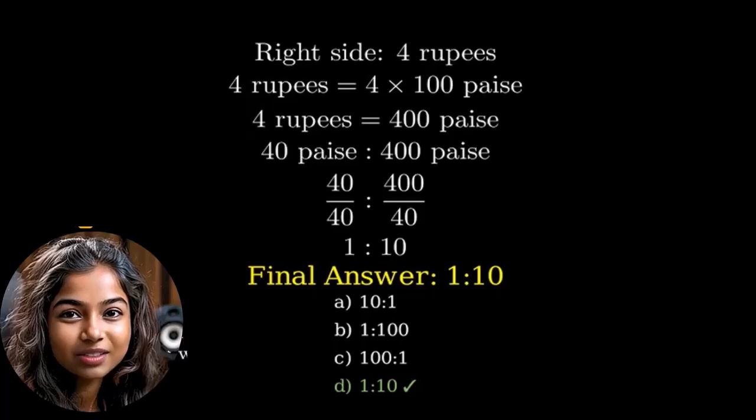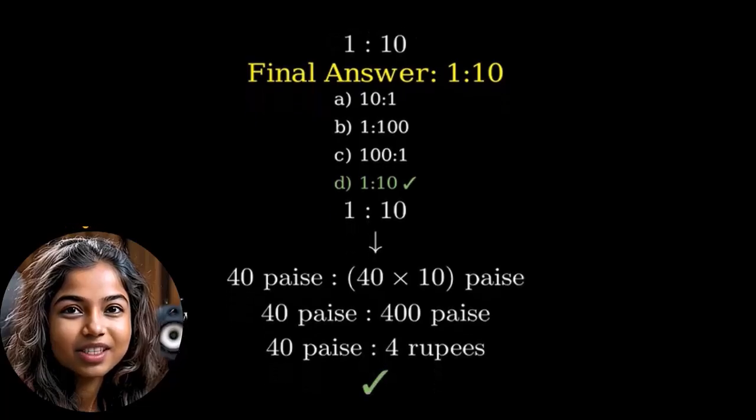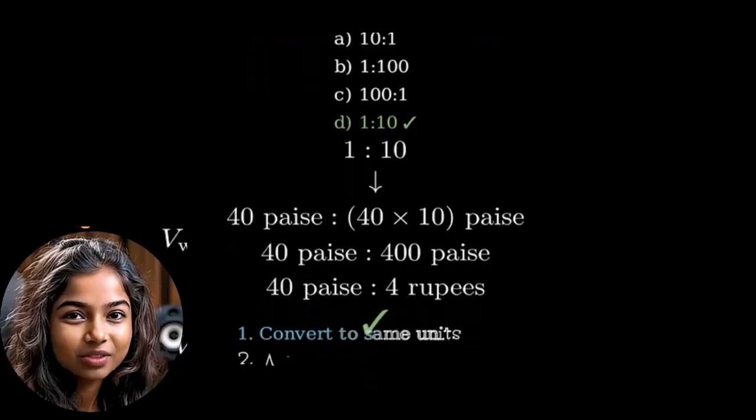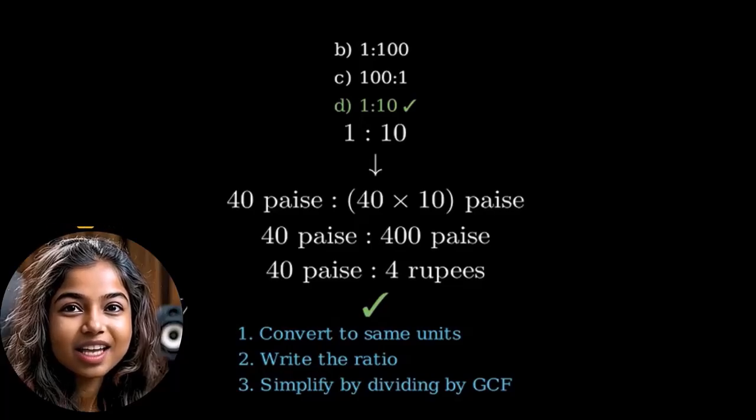Let's verify our answer. If we take the ratio 1:10, this means for every 1 paise on the left side, we have 10 paise on the right side. Since we started with 40 paise on the left, we should have 40 times 10, which is 400 paise, or 4 rupees, on the right, which matches our original problem. Remember the key steps. First convert to the same units, then write the ratio, and finally simplify the ratio by dividing both numbers by their greatest common factor.